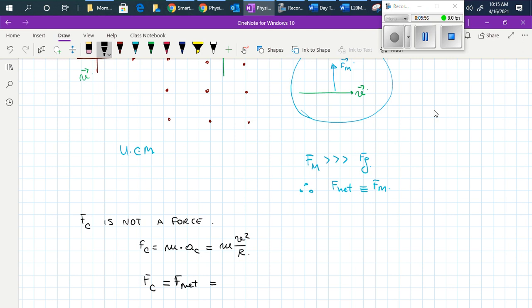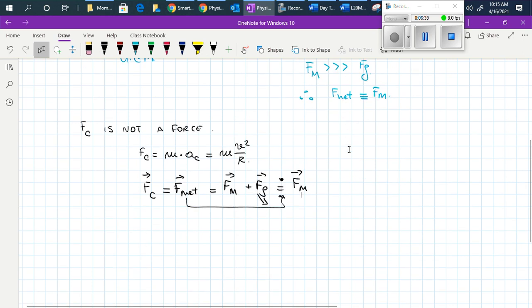And since the net force is equal to the magnetic force plus the force of gravity, but since this is too small, then we can say that the net force is about equal to the magnetic force. For the range of accuracy that we are using in physics 30, it's fine to say that the net force is equal to the magnetic force.